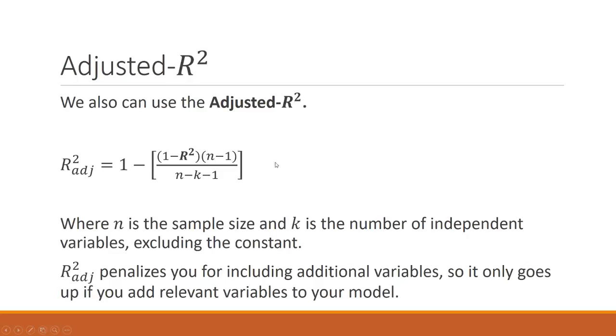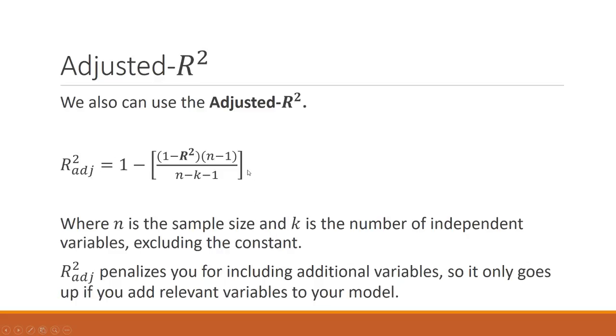Why is that? We can look at the equation to understand why. K is the number of independent variables. As K goes up, the denominator of this fraction goes down. As the denominator goes down, this fraction term gets larger. As the fraction term gets larger, 1 minus the fraction term gets smaller. There are several steps here to see it, but thinking about this algebraically, as k gets bigger, the adjusted R squared will get smaller.